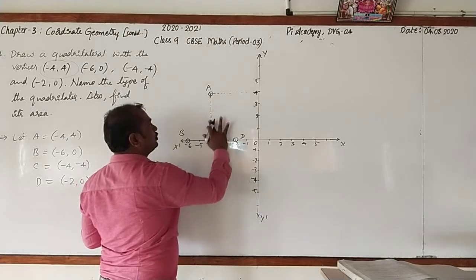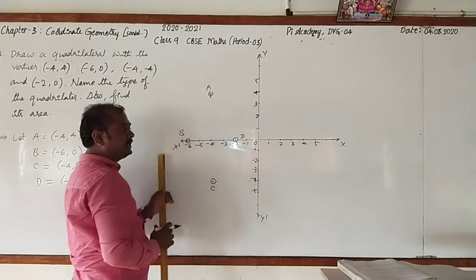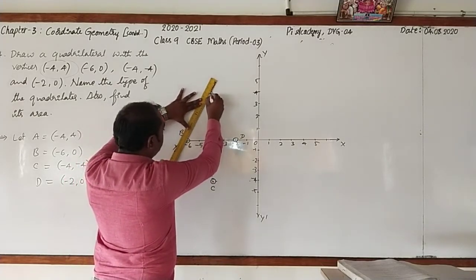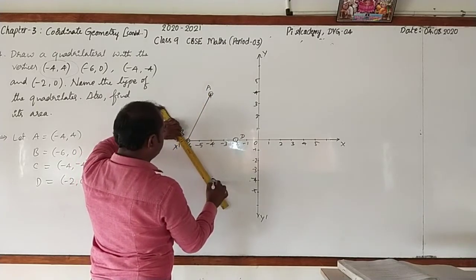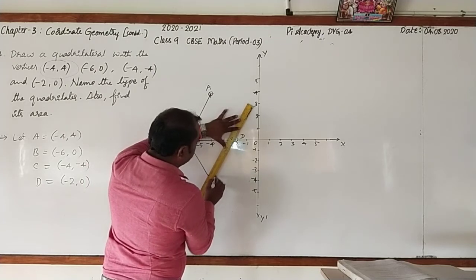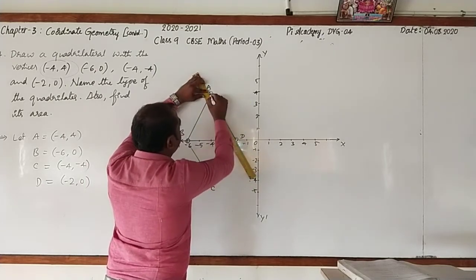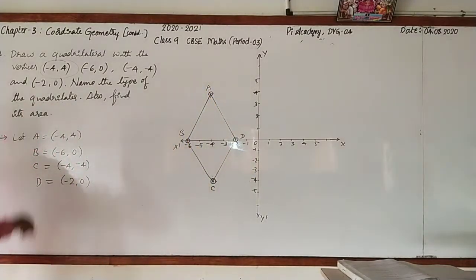Now, they have asked you to draw the quadrilateral. Hence, let us go for joining these points. I'll join from first A to B, then B to C, C to D, D to A. Yes, the quadrilateral is drawn.